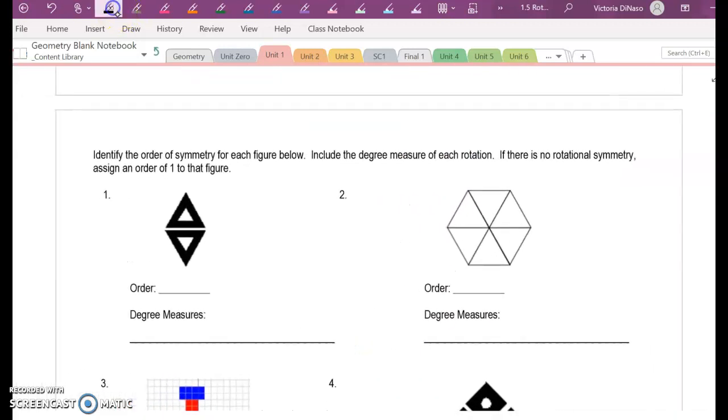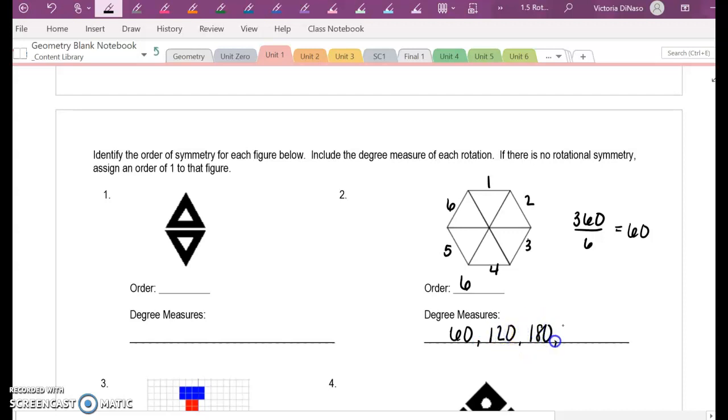We'll do number 2. So we have 1, 2, 3, 4, 5, 6. So my order is 6. So from there we do 360 divided by 6 to get 60. So we're starting at 60. 60 plus 60, 120. 120 plus 60, 180. 180 plus 60, 240. 240 plus 60, 300. And then 300 plus 60 is 360. So we are physically rotating that object 6 times, and we have our degree measures.